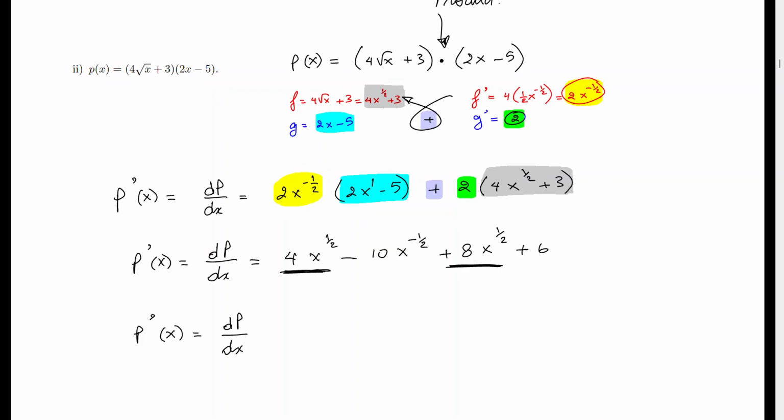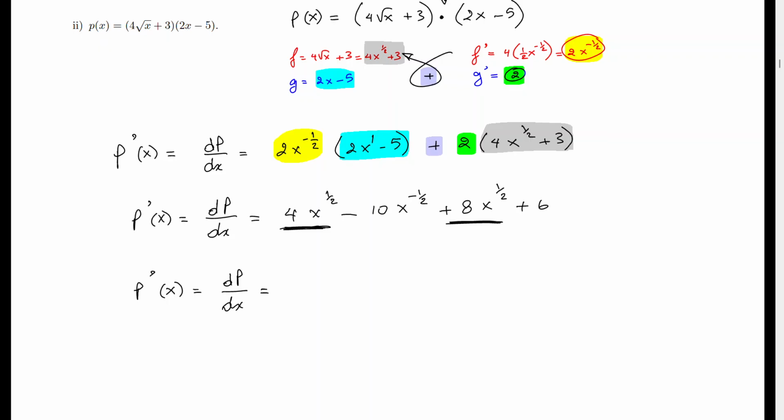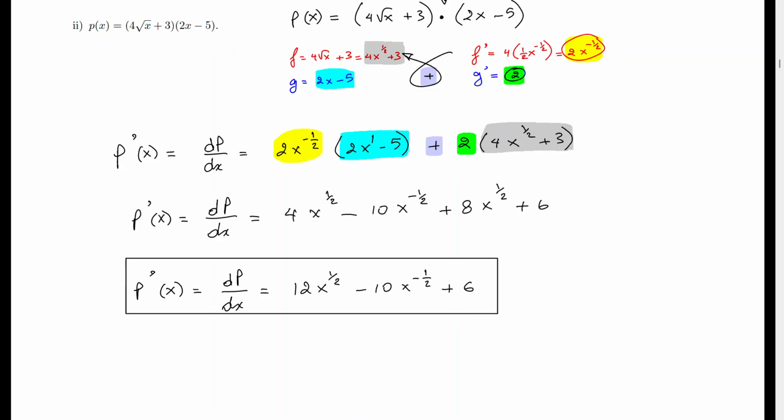So 4x to the 1/2 and 8x to the 1/2. In this case, we just add the 4 and the 8 to get 12, and x to the 1/2 is just going to chill next to them. And next we have the 10x to the negative 1/2, and finally the plus 6 at the very end. So this is the derivative of my function p.